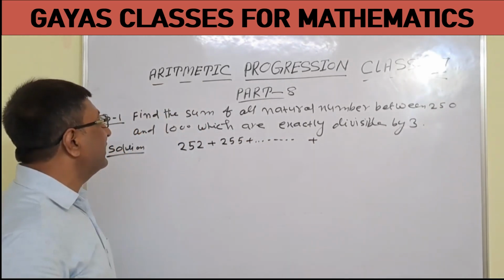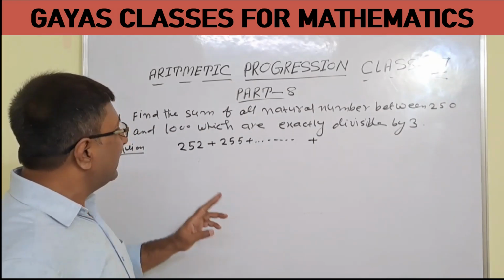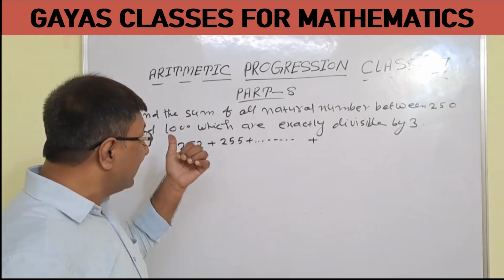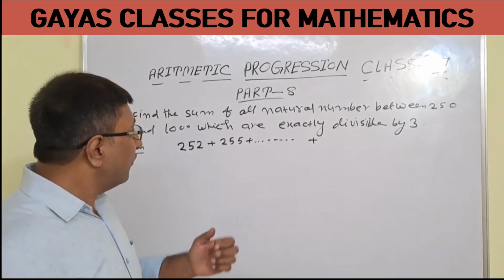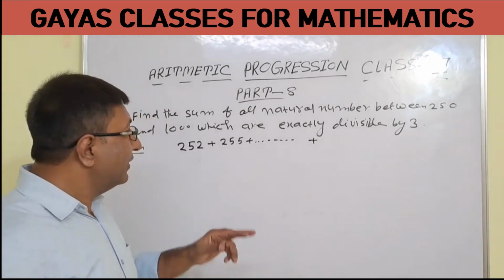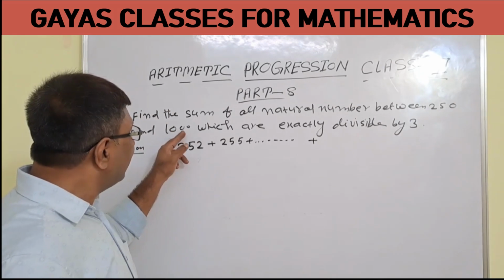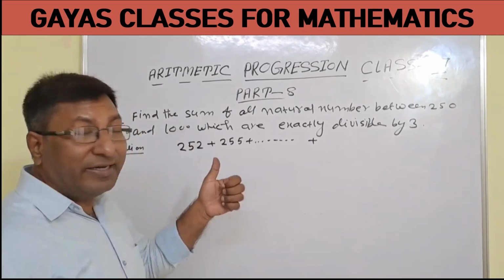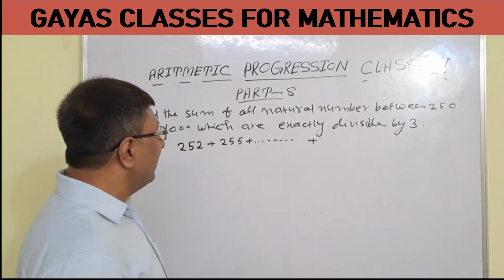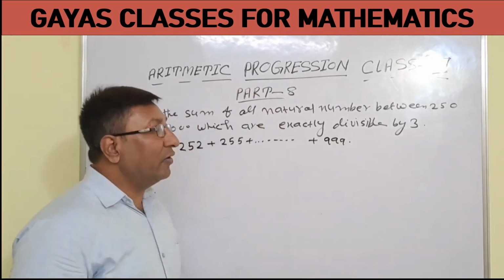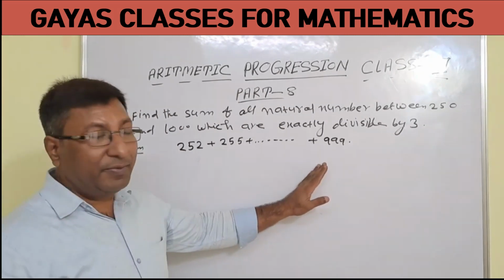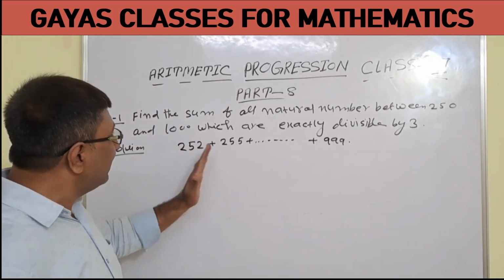Now we have to check the last number. Again, the same technique: divide this number by 3. This is the greatest number, so we don't go beyond, we come down. What is the remainder? 3 3s are 9, again 10, 9, so 1 is the remainder. Subtract 1 and you will get 999. Now this is a series in AP because the common difference is the same.